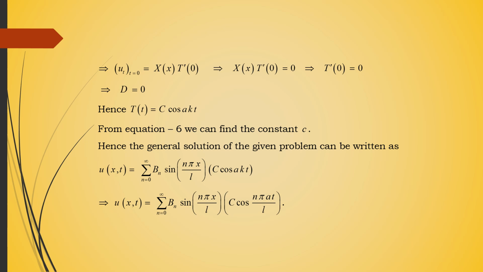This is our general solution for the one-dimensional wave equation u sub tt equals a squared u sub xx under all the given conditions.